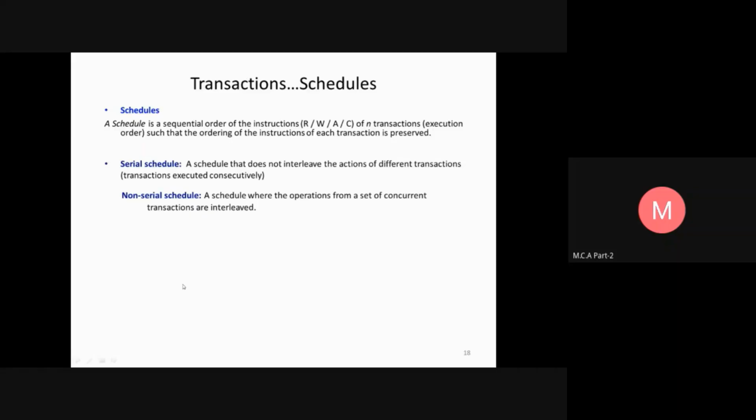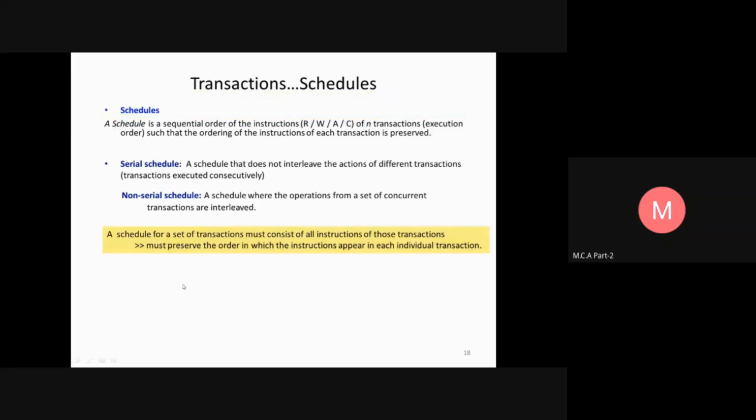But not all such concurrent executions result in a correct state. Okay. So what we just said is that a schedule for a set of transactions must consist of all instructions of those transactions and must preserve the order in which the instructions appear in each individual transaction. But even if we do this, we could have concurrent executions, some of which are not allowed because they result in inconsistency in the database. And we looked at an example prior where we said a schedule of this kind is acceptable.